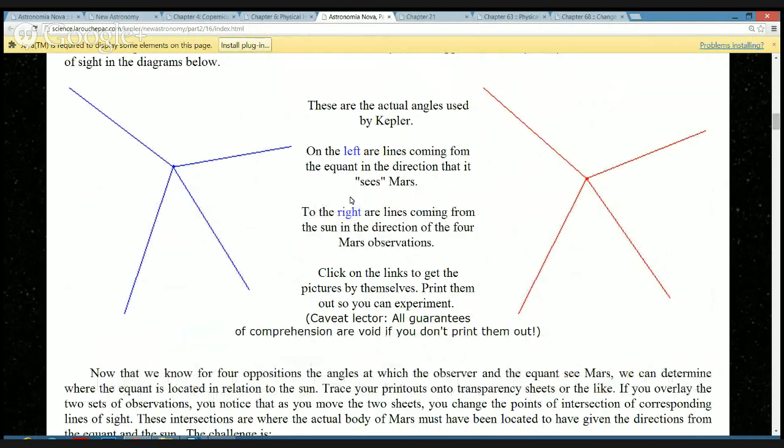For the four oppositions of Mars that Kepler's using, on the right in the red, that is where Mars was that night. That's where the sun saw it. On the left, the relative angles between the directions tell you how long it was in between those observations. So for example, let's take a look at the top two.